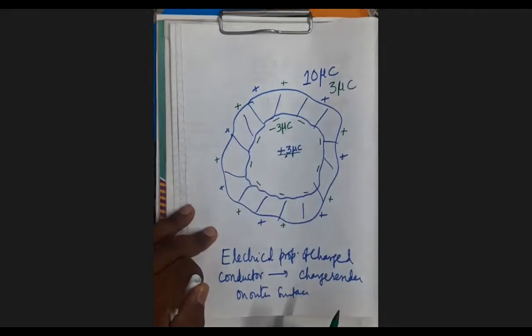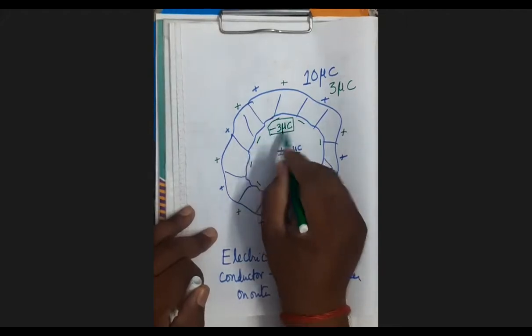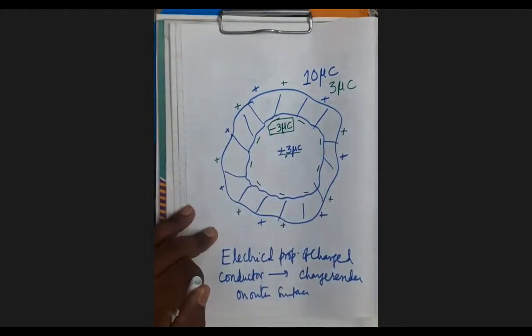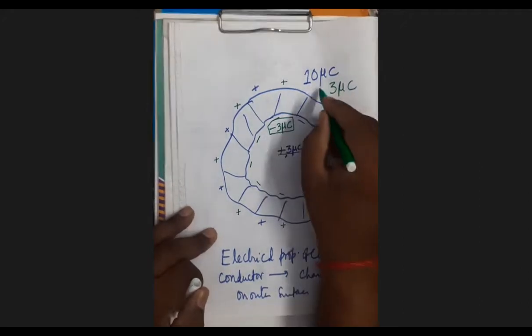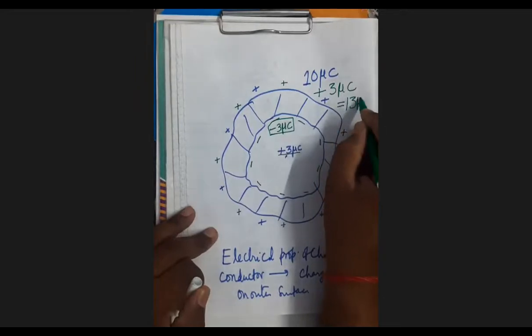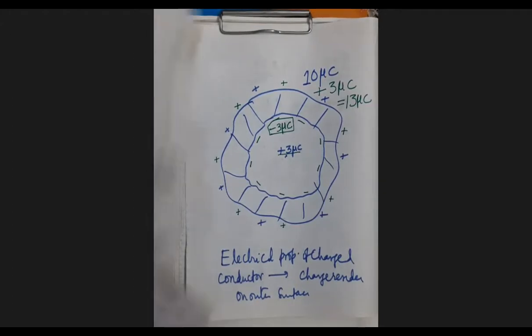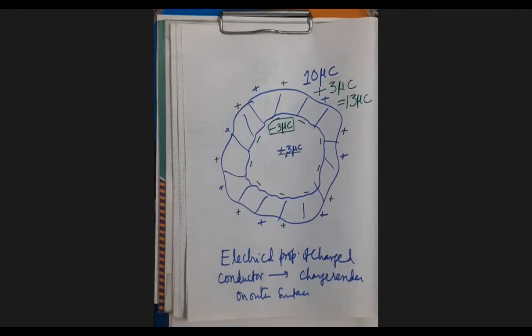You have to find the charge on the cavity wall. What is the charge on the cavity wall? -3 microcoulomb. It is equal to -3 microcoulomb. And on the outer surface, 10 plus 3, that is equal to 13 microcoulomb. It will be 13 microcoulomb. So this you can do. Now all of you see the question number 5. Did everyone understand?